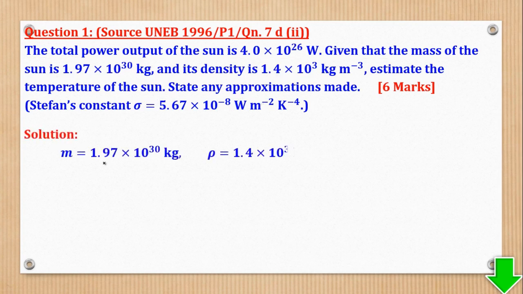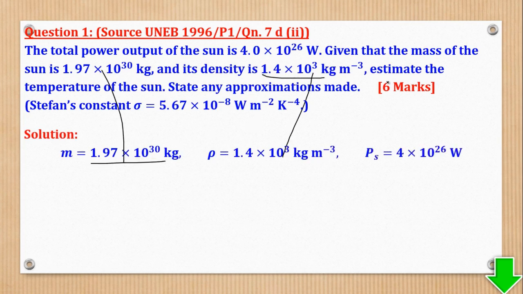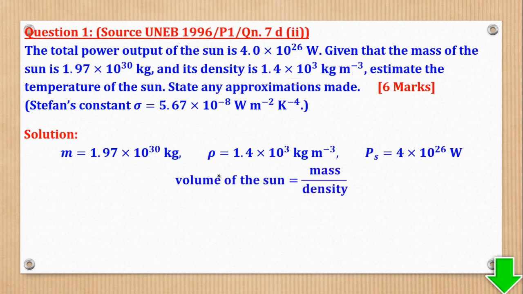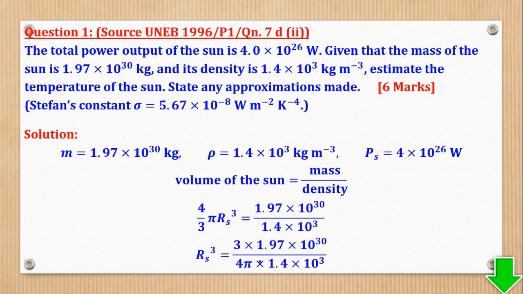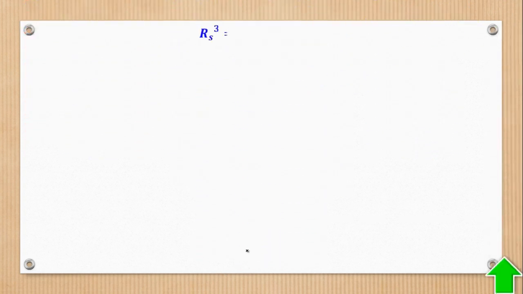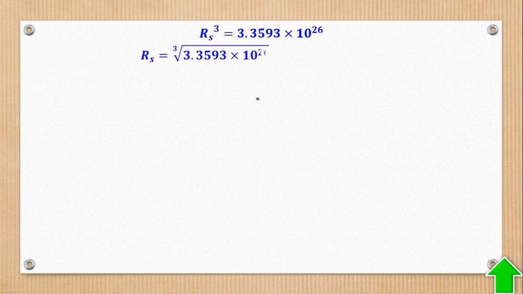So first we shall interpret the question. This will be the mass of the sun, then density of the sun, and the power radiated by the sun, or the power output. So we know that volume is mass over density, therefore the volume of the sun is the volume of the sphere, which is 4/3 pi r cubed. So r, the radius of the sun, is equal to mass, which is this, divided by density, which is that. So that means that I have only Rs as the only unknown. Therefore, when I make it the subject, I'll come up with the radius of the sun as that.